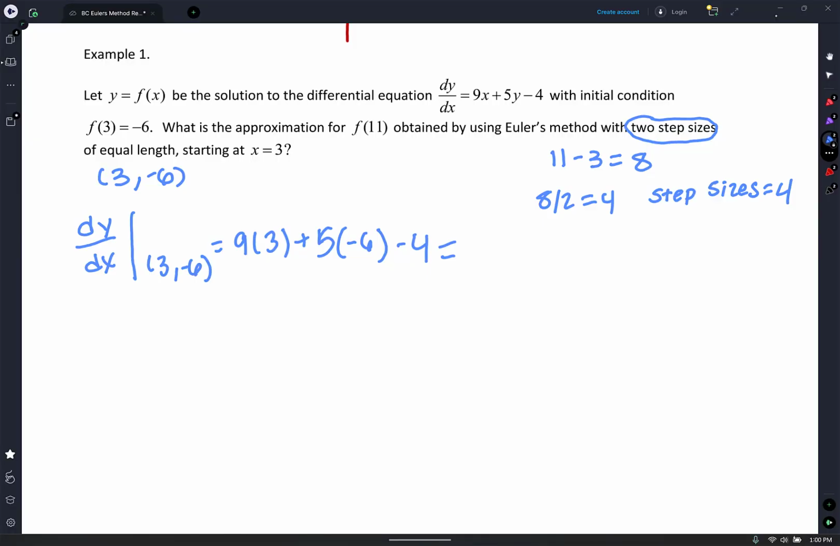Okay, negative 7. So that is the dy/dx for the equation, and now we have enough to write the equation in point-slope form. So y plus 6 has to be equal to the slope, dy/dx, which is negative 7, times x minus 3. So let's just move the y.